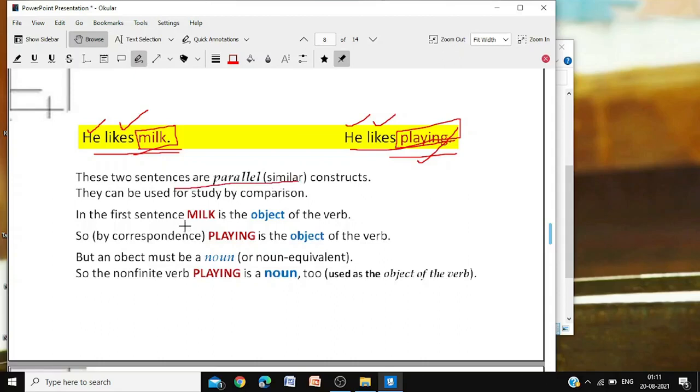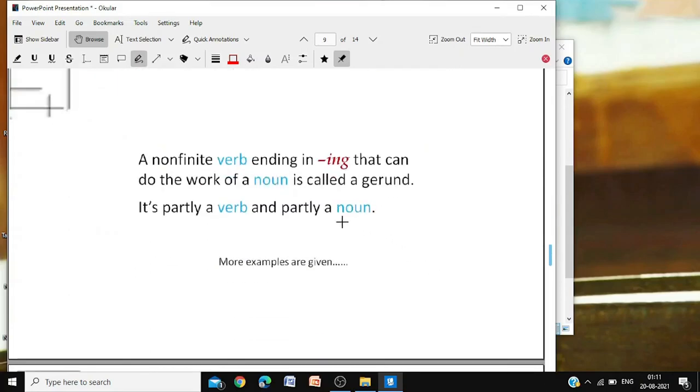So just as milk is the object in the first sentence, playing is the object in the second sentence. But an object must be a noun or a noun equivalent. So playing is also a noun or used as a noun, and here used as an object of the verb likes. A non-finite verb ending in ing that can do the work of a noun is called a gerund. And it's partly a verb and partly a noun.